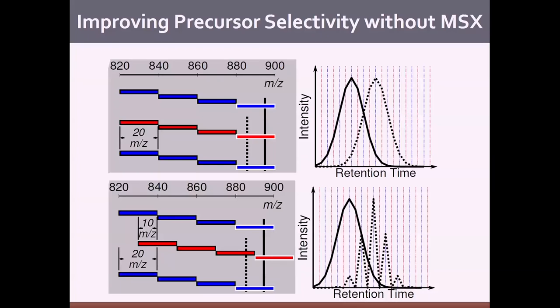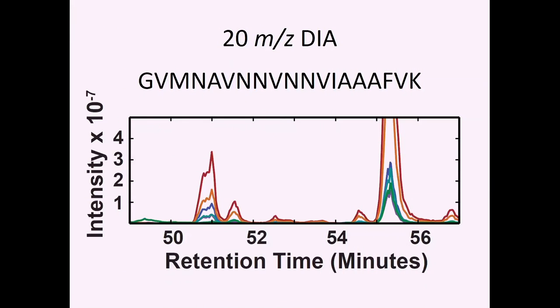And this is basically what we're doing here. We have a window that's twice the size of what we can act by. We have this window of 20 mass to charge, but by offsetting it by 10 mass to charge, we can ultimately gain back the resolution of 10 mass to charge. So let me just show you an example of this.